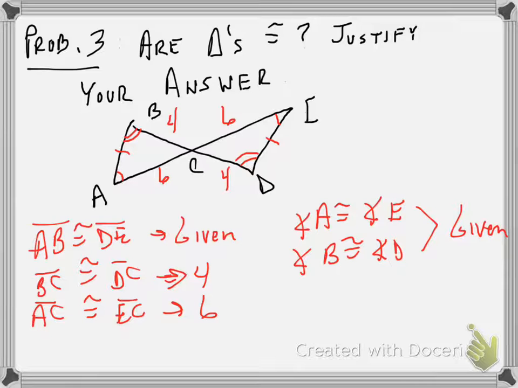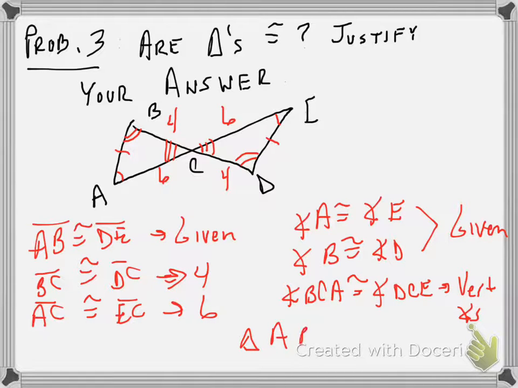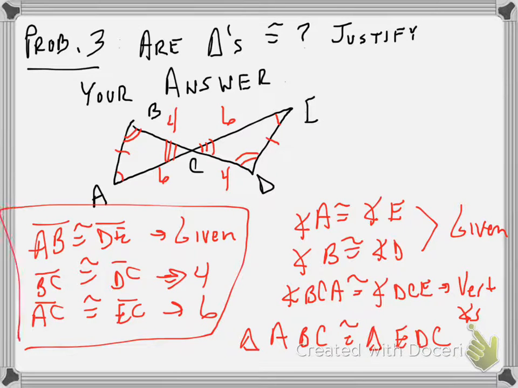So if I look here, what can you tell me about this angle here and this angle here? Those look really vertical to me. So I can say angle BCA is congruent to angle DCE by vertical angles. Therefore, triangle ABC is congruent to triangle EDC. If you want to put something in there, you put by definition of congruent triangles, but as soon as you get all three sides and all three angles congruent, you're fine.